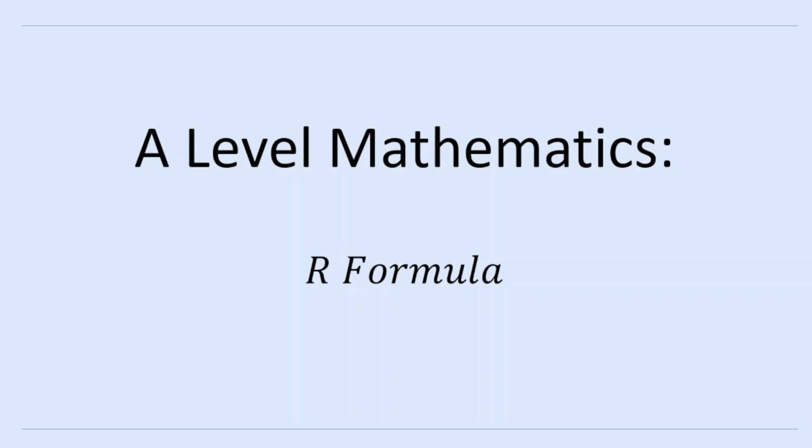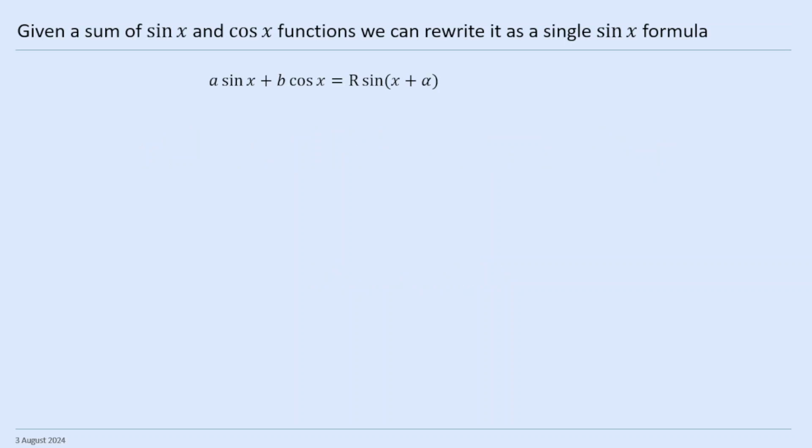I'm Simon. Today we're going to look at the R formula, which is a way of understanding how you add a sine wave to a cos wave. So if you've got a sine x plus b cos x, we can write that as R times sine x plus alpha. So a sine wave plus a cos wave is equal to a sine wave. And then we have to determine the amplitude R and the kind of phase shift, which is alpha.